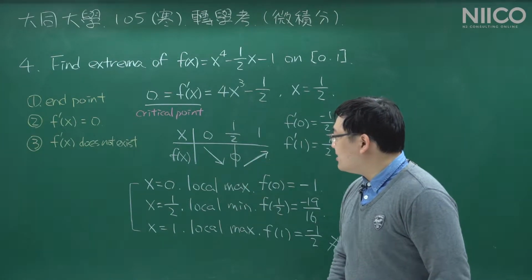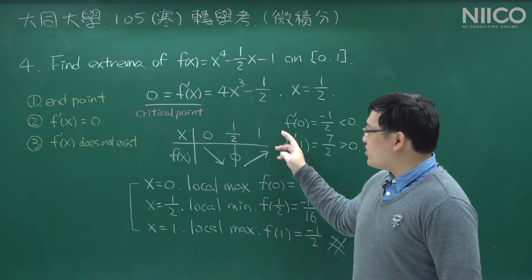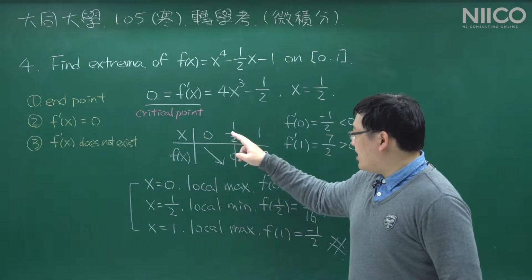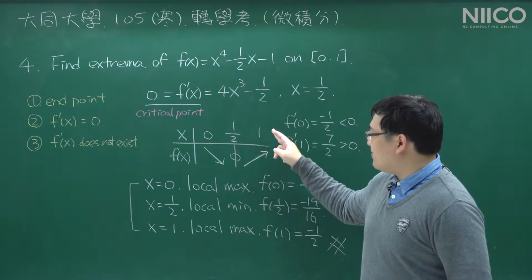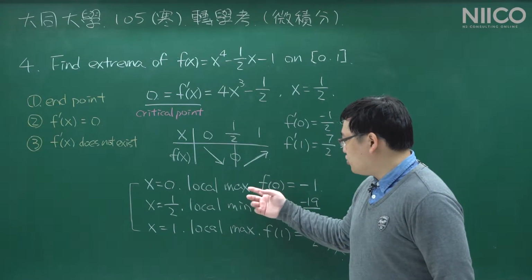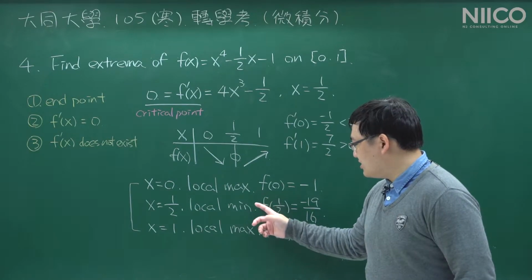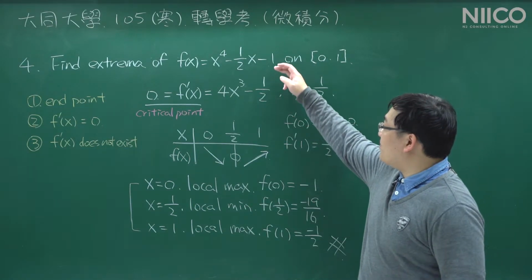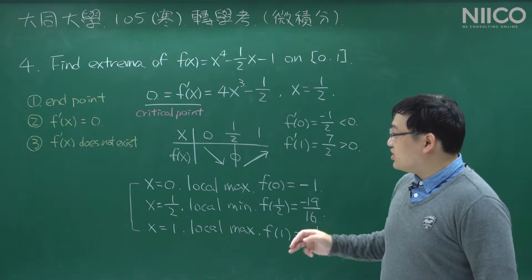So we see that the local maximums happen at x equals 0 and x equals 1, and the local minimum happens when x equals 1/2. And the value of the local maximum when x equals 0 will be -1, and the maximum when x equals 1 would be -1/2. And the local minimum when x equals 1/2 is -19/16.